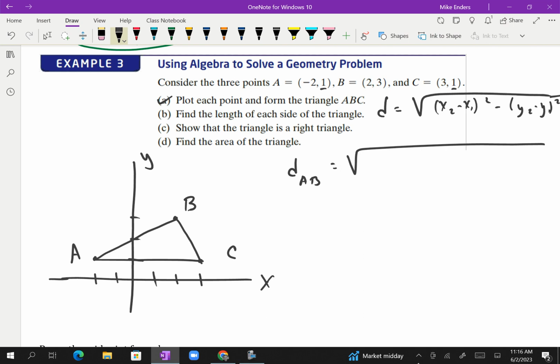So x2 minus x1, let's do 2 minus negative 2 squared. So we're taking these points here. And then plus, oops, I'm sorry, that should be a plus sign there. We're adding those. Slight mistake there, slight correction. And then let's add the difference in the y values. So we got 3 minus 1 squared.